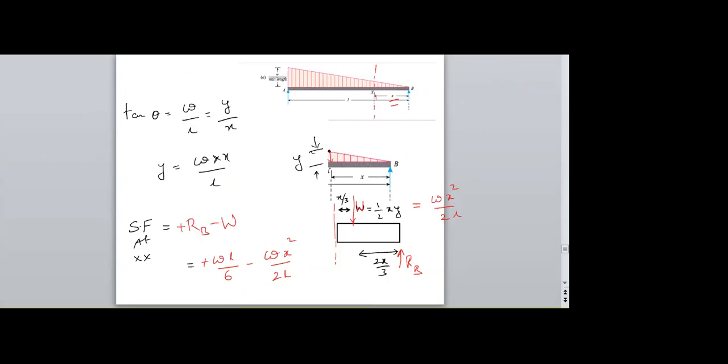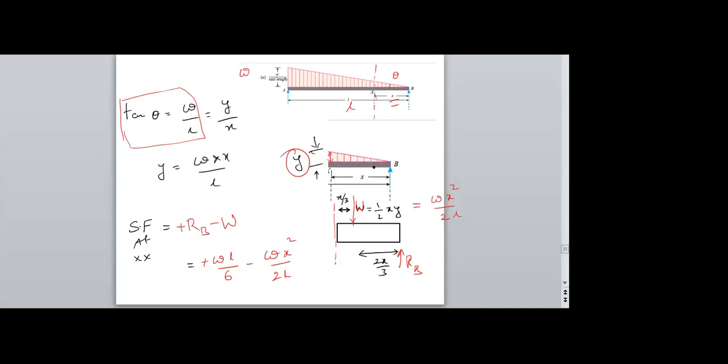The height at that position is not known. So to find this, I need to use similar triangles. Tan theta, for the big triangle, W is the opposite side and L is the adjacent side. Therefore, we are getting W by L for the big triangle.